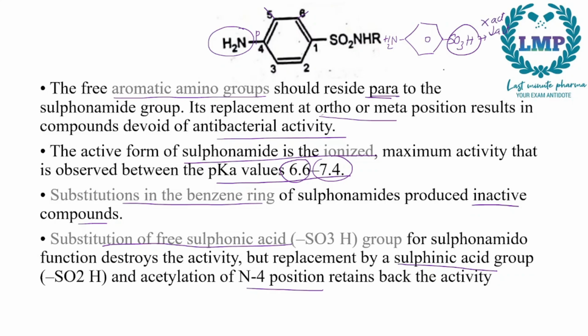But instead of this, if we give SO2H, this will increase the activity. Along with this, we can also do acetylation of the N4 position. So here we will give NH and then C double bond O, or some acetyl group right here. We will get the same activity, which is retained back.